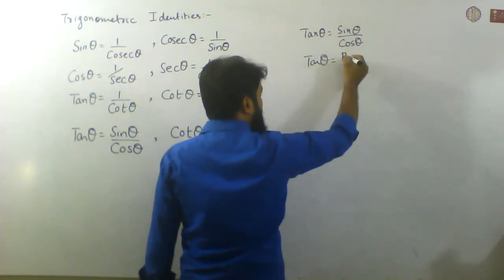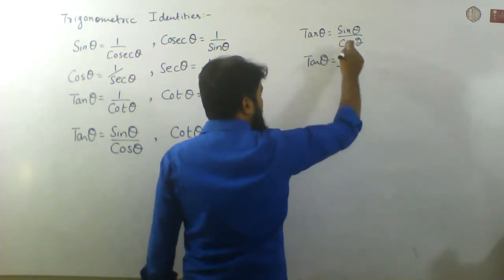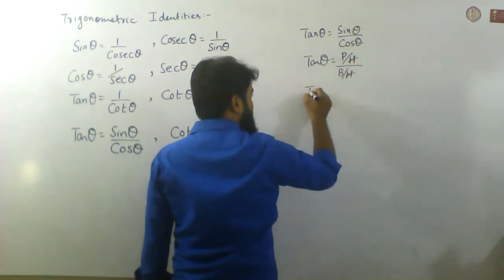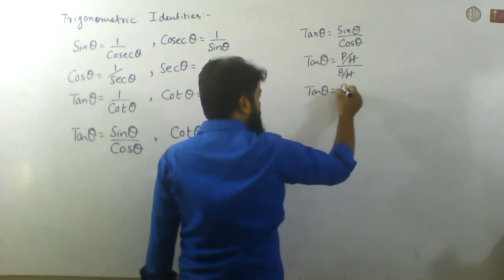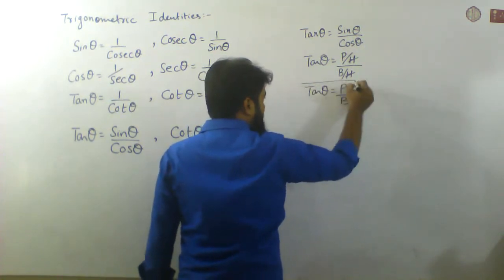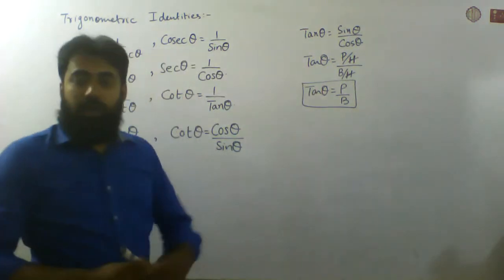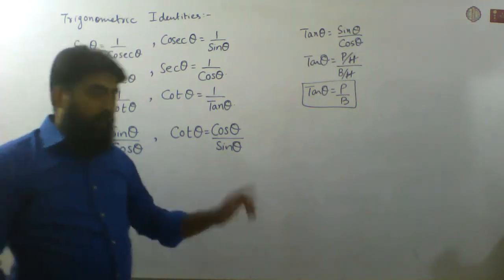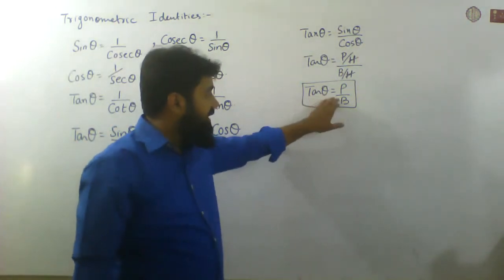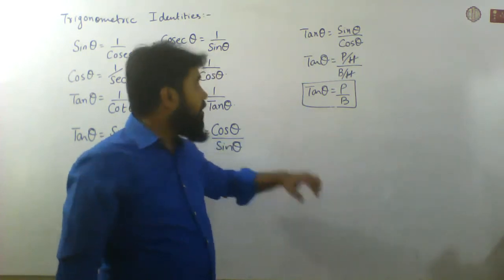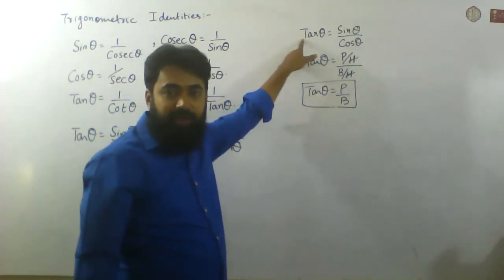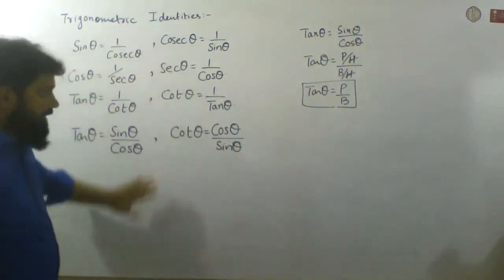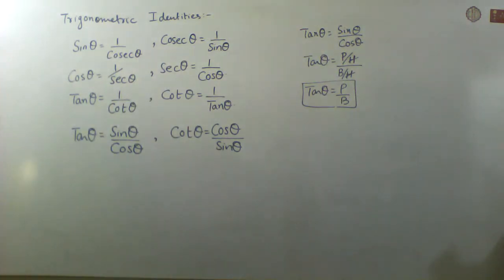Sin theta is perpendicular upon hypotenuse, and cos theta is base upon hypotenuse. Hypotenuse and hypotenuse will be cancelled. So tangent theta equals perpendicular upon base, which is the ratio of sides of a right angle triangle. So tangent theta is perpendicular upon base, that we know, and from here I have derived that tangent theta equals sin theta upon cos theta. In the same way, all these workings will be done over here.